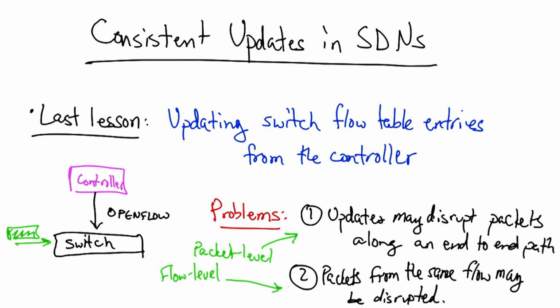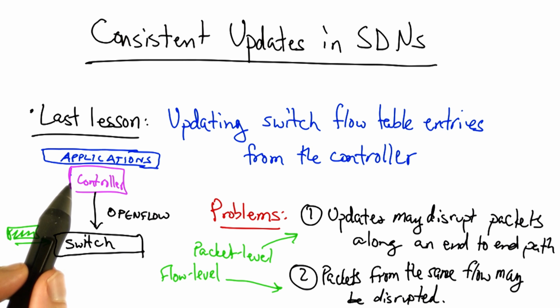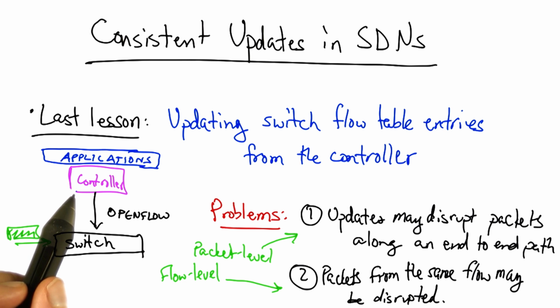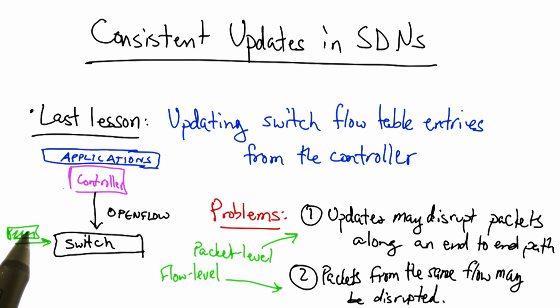To think about consistency properly, we first need a notion of a high-level programming model that sits on top of what we would call the southbound interface. We'll talk about how to write applications that use the controller interface that we learned about in the last lesson, that can rely on a better notion of consistency than existing controller platforms currently provide.